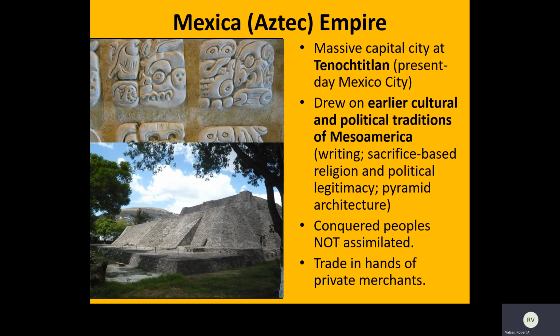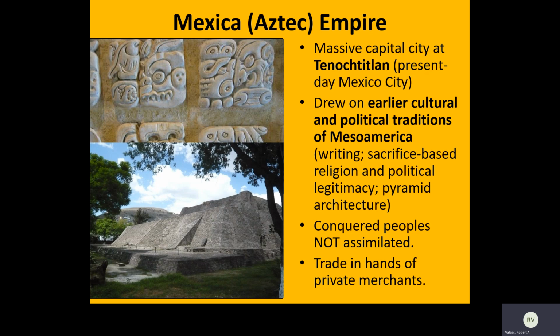They would have found a society that drew on earlier cultural and political traditions of Mesoamerica, the Mayans and the people of Teotihuacan who came before them, things like writing, that glyphic writing, sacrifice-based religion, the same gods like Quetzalcoatl that the Mayan and the people of Teotihuacan had worshipped, the same ideas of political legitimacy of the emperor representing the gods on earth, and pyramidical architecture. So there's the writing, and there's some pyramid architecture adopted by the Mexica or the Aztec from earlier Mesoamerican peoples.